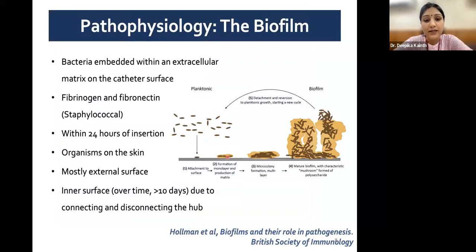Now, why do we think that this central line is so prone to bloodstream infection? Why are we so worried about it? Because there is a concept called the biofilm. Any foreign body, especially a central line, will invite a lot of bacteria and lead to the formation of layers and layers of organisms, creating a very thick coating around the surface of the central line, which is called the biofilm. This biofilm is nothing but live bacteria embedded within an extracellular matrix on the catheter surface. The dangerous point is that this biofilm can start developing as early as 24 hours after insertion of a central line.